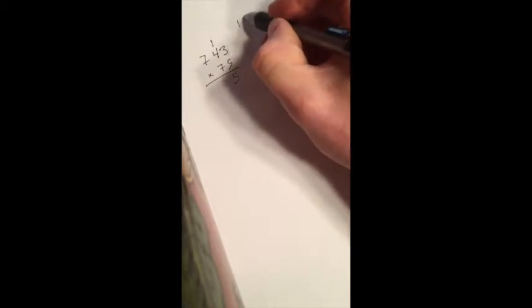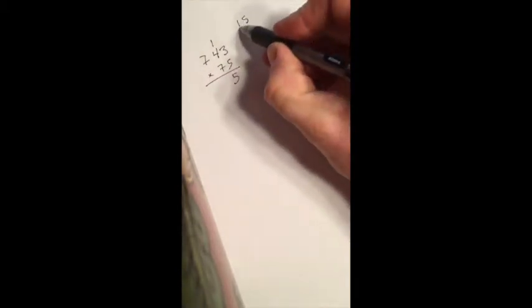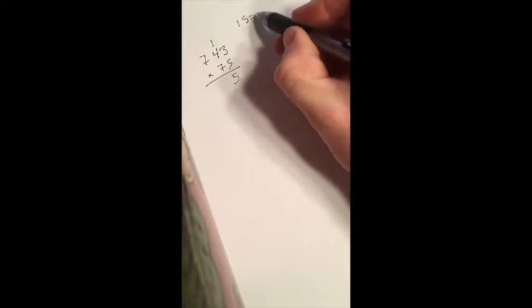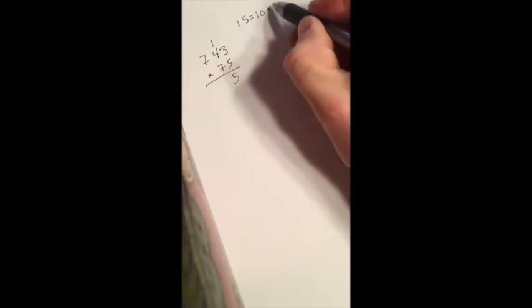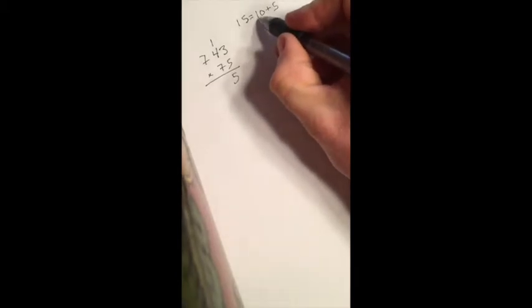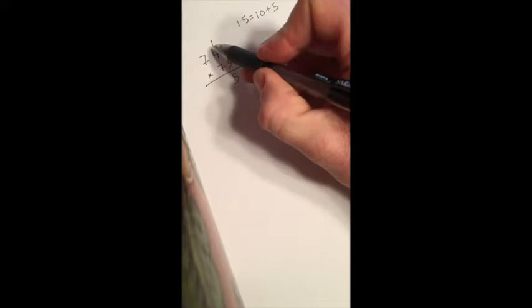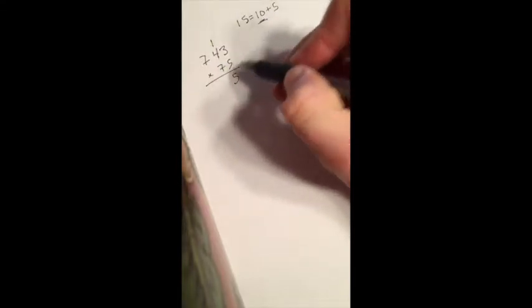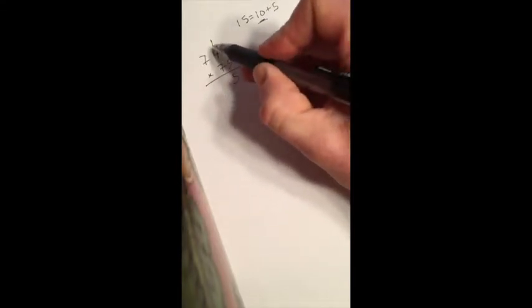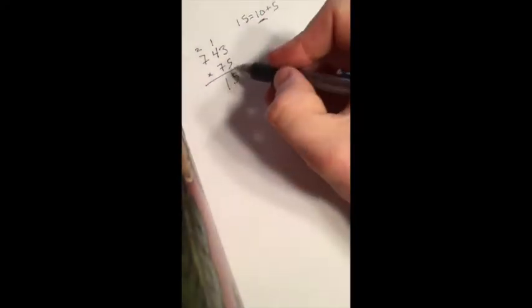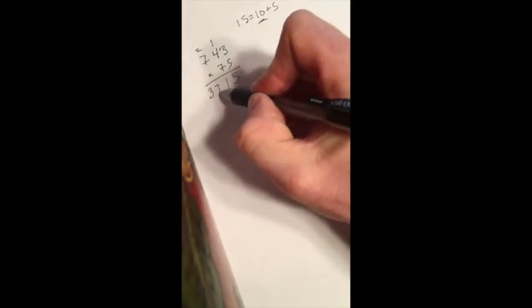So I put the 5 there and I carry the 1 since when we look at the number 15, the 1 is actually a 10 and the 5 is 5 ones. So we have 10 plus 5 equals 15. So I carry the 1 because it really represents 10. And I have 5 times 4 is 20 plus 1 is 21. Carry the 2. 5 times 7 is 35, plus 2 is 37.